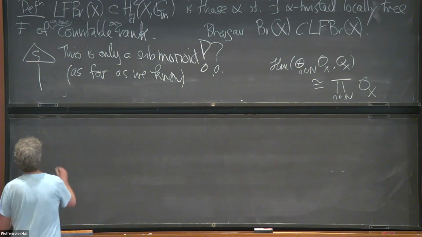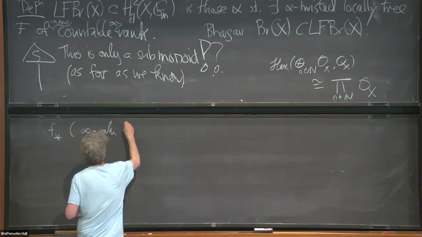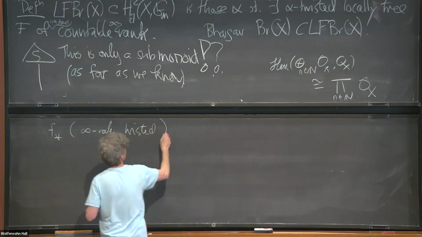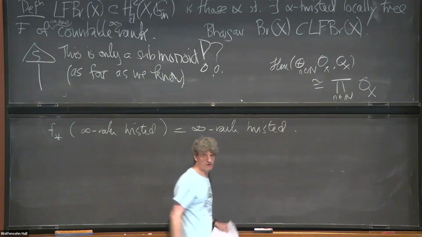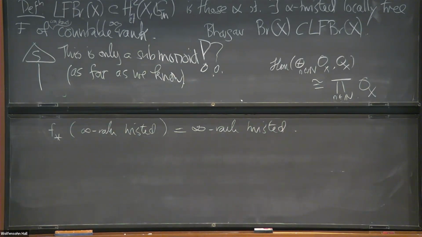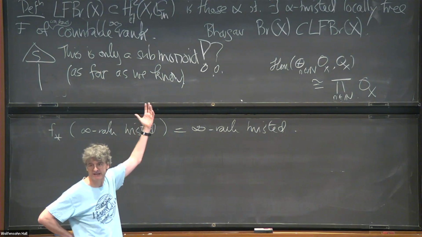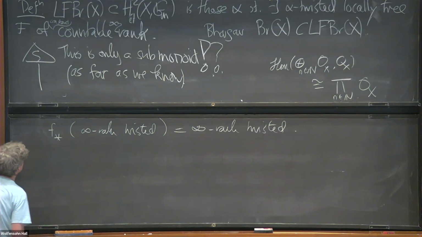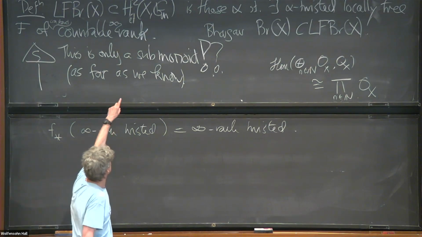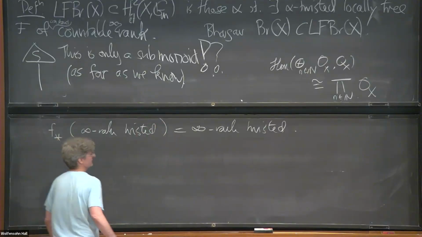Okay, so f lower star of infinite rank f upper star alpha twisted is infinite rank alpha twisted. I tried to explain that just now, right? Something that's locally free on Y will push forward to something that's locally free on X, just going to be infinite rank. And this reduces us to the next step. So now it suffices to find our infinite rank thing on Y, and that's affine. So we reduce to the next step.